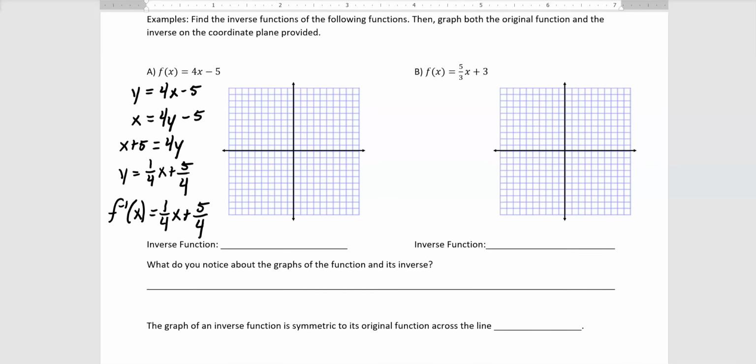Now another instruction I want you to do is go ahead and graph both the original function and the inverse on the coordinate plane. So with this original function, 4x minus 5, I'd have a y-intercept of -5.